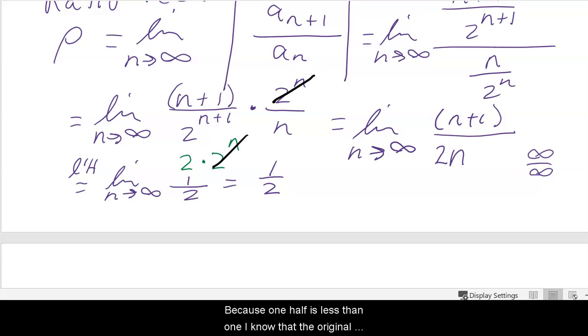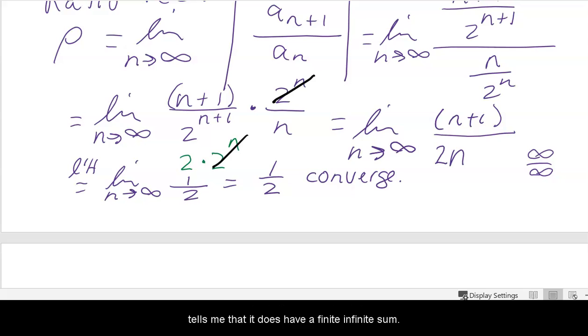Because 1/2 is less than 1, I know that the original series does converge, but I have no idea what the sum would be. It is not a half, it is not related to a half. The 1/2 simply tells me that it does have a finite infinite sum. Let's look at another example.